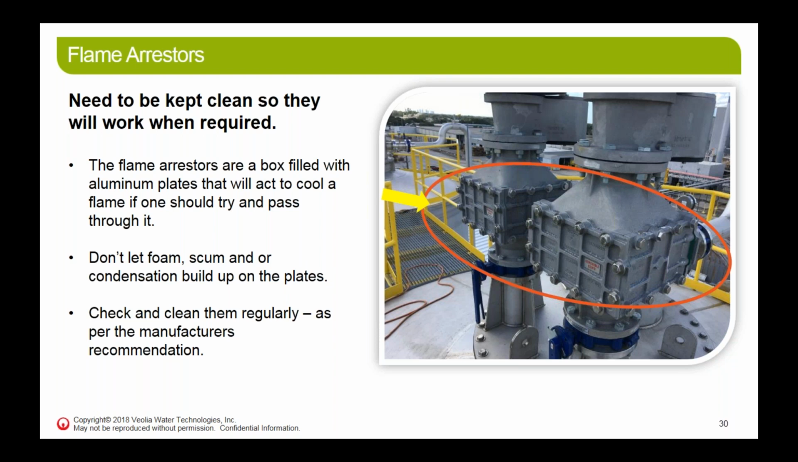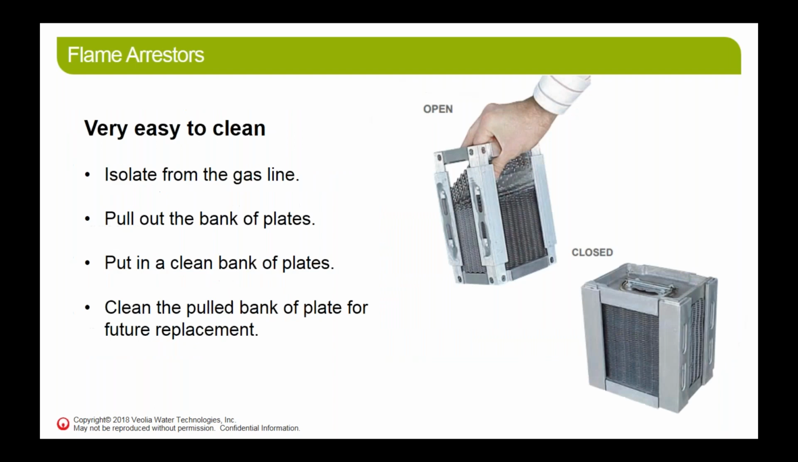They're very easy to pull out, and put a new bank in, and then you can clean the one you just took out, put it back in. Like I said, easy to clean. Of course, you have to isolate that flame arrestor first, and there's always a valve before the flame arrestor so that you can isolate it and do that. And that's why we have, you noticed on the past couple of pictures, a pair of flame arresters and pressure vacuum relief valves. So we always double up so you can work on one while the other one is in use.